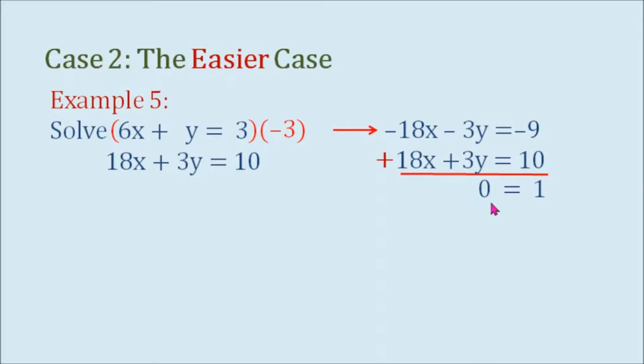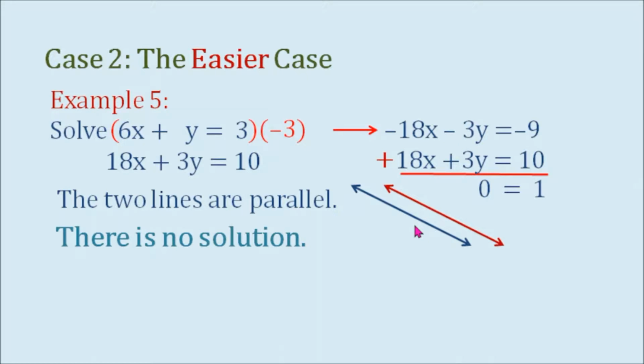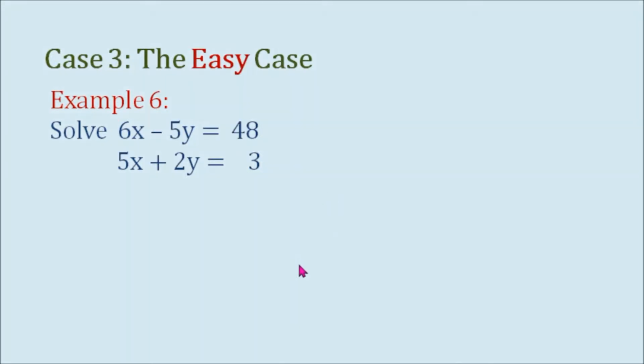The two lines are parallel. So that means if this is the first line, this is the second line. Since they don't intersect, there is no solution. Now, case 3, the easy case.